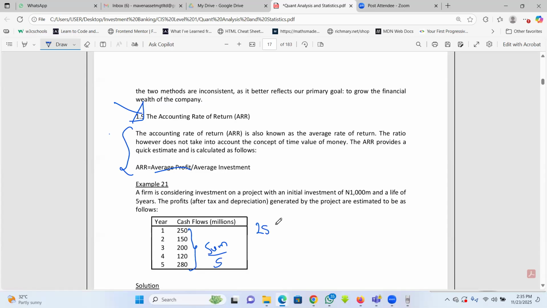So that will be 250 plus 150 plus 200, this divided by 5. And again, we need to find the average investment. I hope you are still with me. So tell us, what is the average profit here?